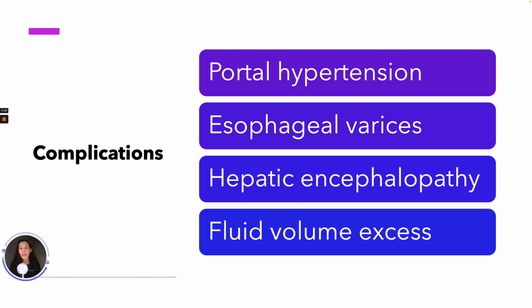So these are some complications that we need to keep in mind as the nurse. Portal hypertension elevates the blood pressure in the portal vein that occurs when blood flows because of increased resistance. Esophageal varices are dilated, tortuous veins in the submucosa of the lower esophagus. Hepatic encephalopathy may manifest as deteriorating mental status and dementia, or physical signs such as abnormal involuntary movements, and fluid volume excess, which occurs due to an increased cardiac output and decreased peripheral vascular resistance.